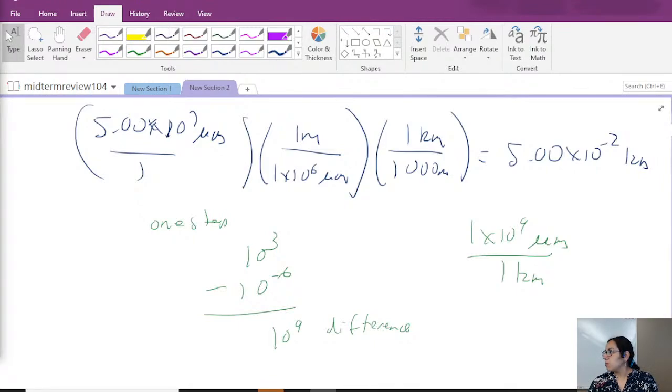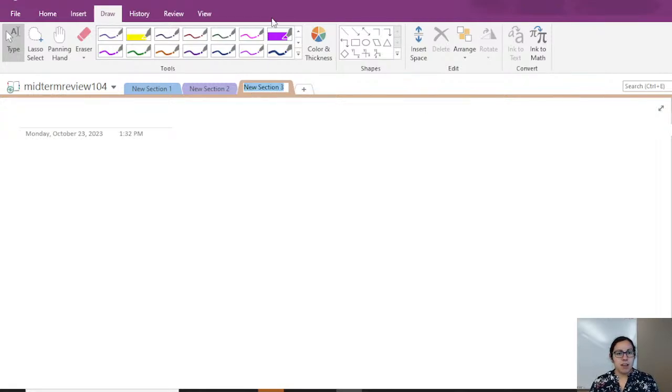Questions about this one? Do we feel okay on metric conversions? Okay. I'm not completely convinced, but I'm going to move on, and if people have questions, you can ask me after class as well.